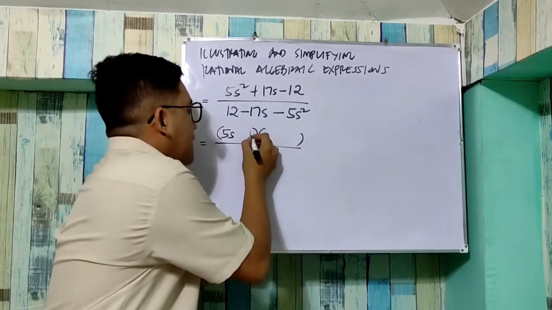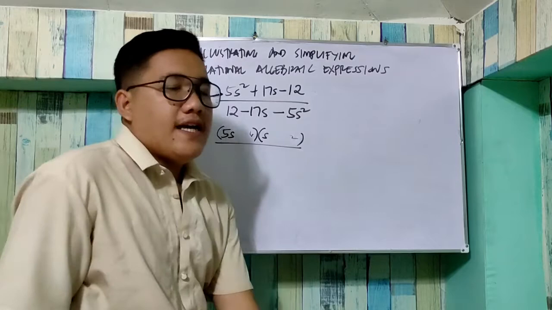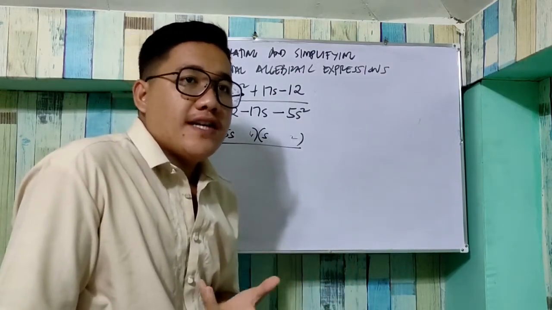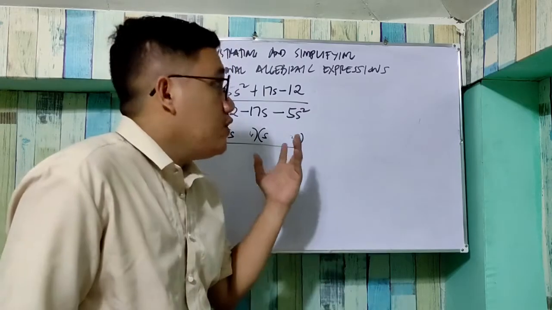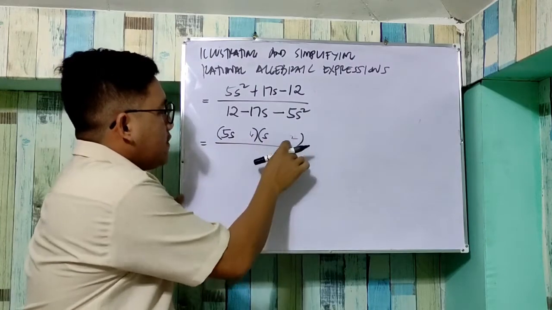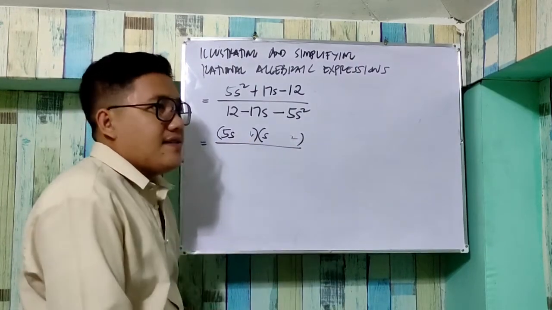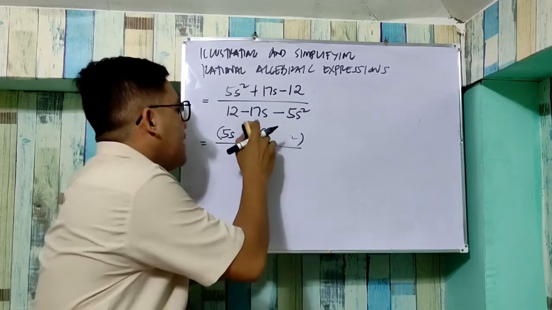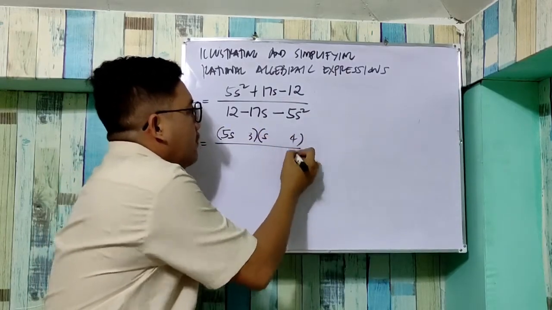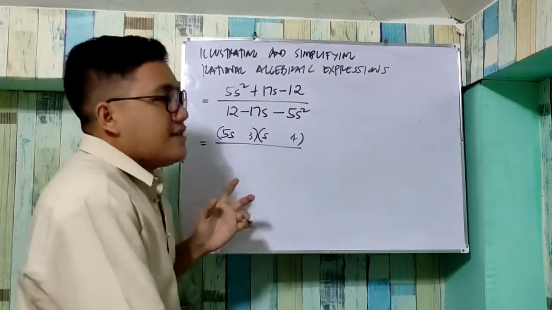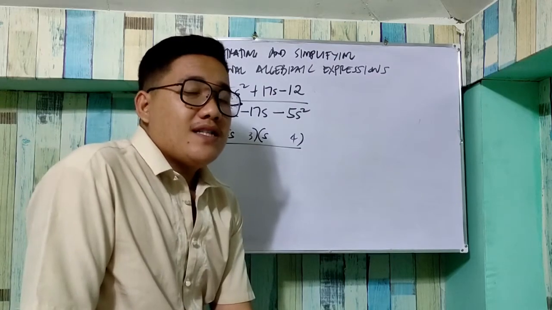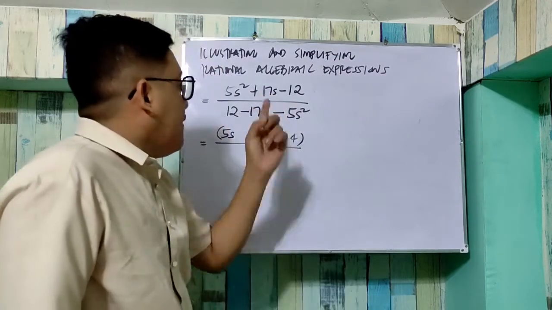Try natin baliktarin, 6 and 2. Kung nahihirapan kayo nito, you can rewatch or review yung factor general trinomial nating lesson. Nandoon yung pag-factor or pagko-combine. We have 5 times 2, that is 10. 6, that is 6. 10, 6, 16. Kulang pa rin ng 17. Try natin ang 3 and 4. 4 times 5, that is 20. 3 times 1, that is 3. May possibility na yung 20 tsaka yung 3 ay maging 17.